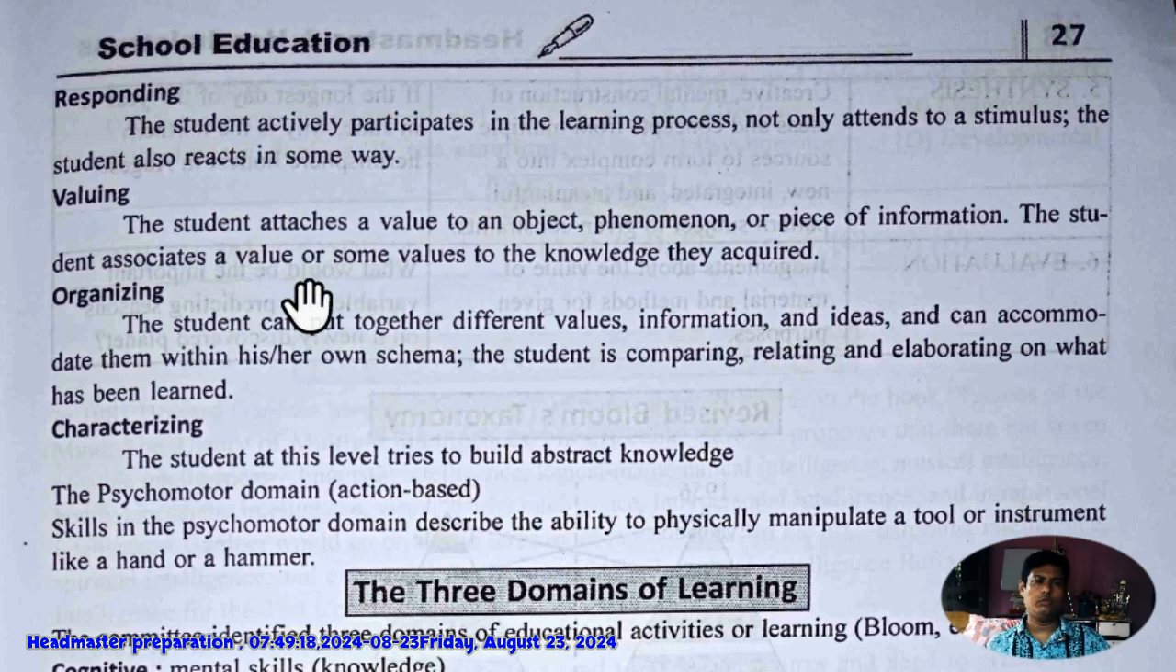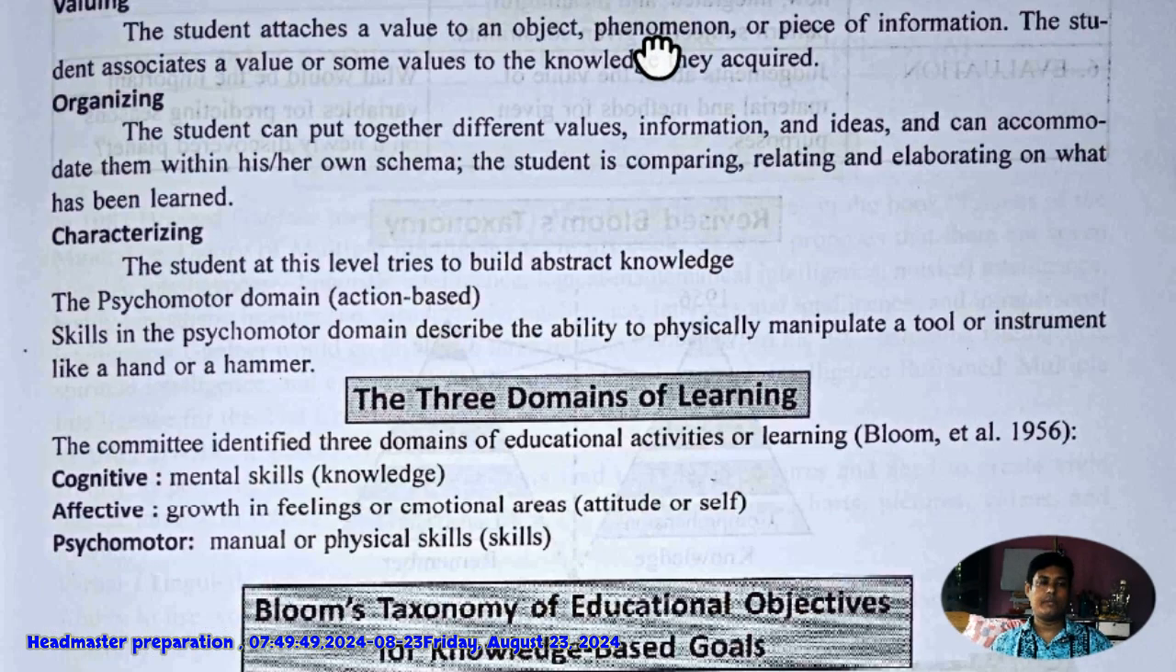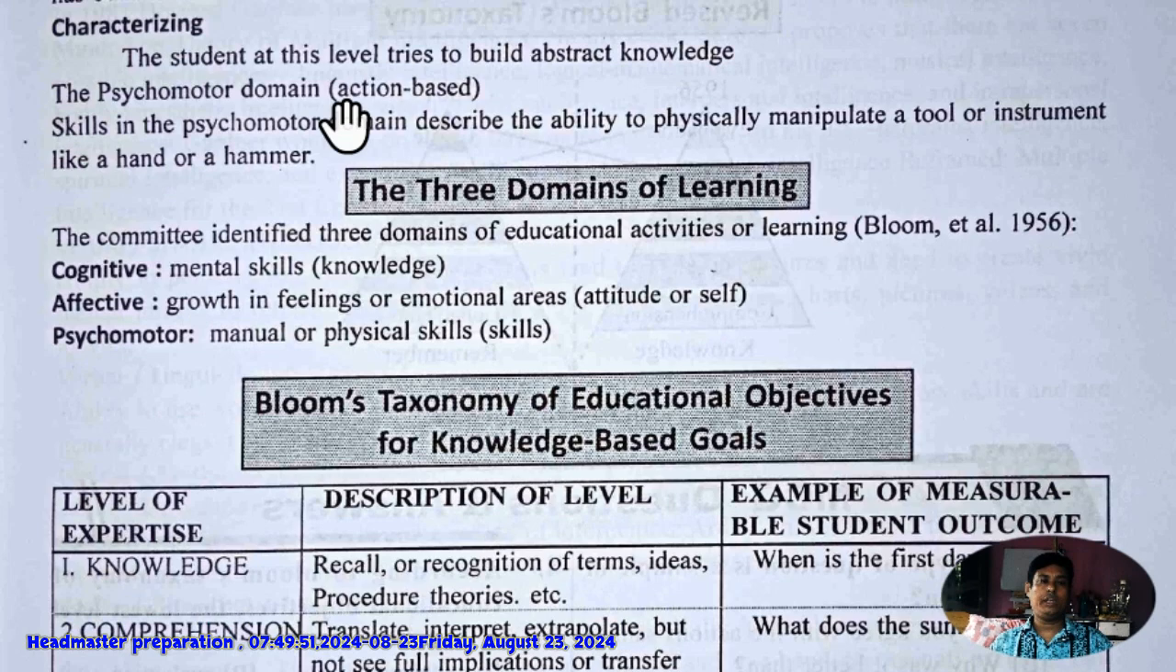Organizing. The student can put together different values, information, and ideas and can accommodate them into their own schema. The student is comparing, relating, and elaborating on what has been learned. Characterizing. The student at this level tries to build abstract knowledge. The psychomotor domain, that is action based skills, describes the ability to physically manipulate a tool or instrument like a hand or hammer.